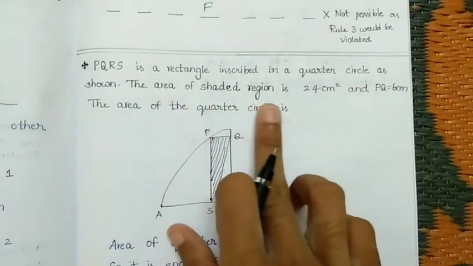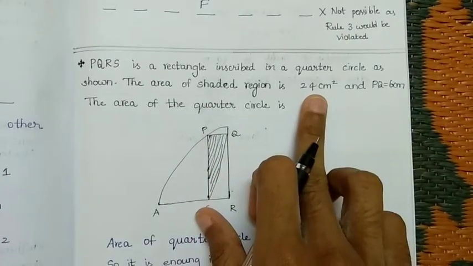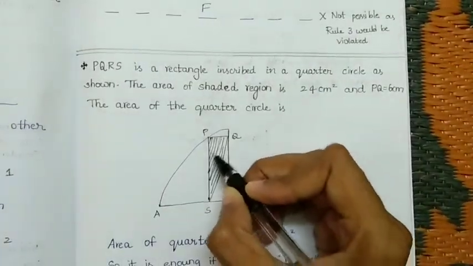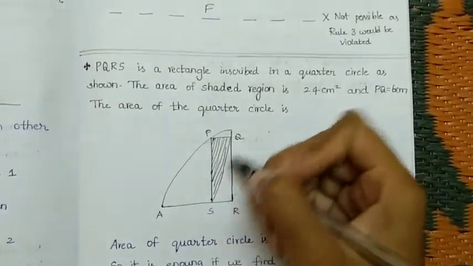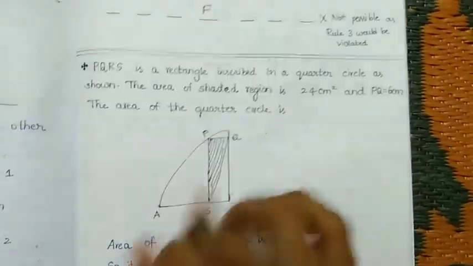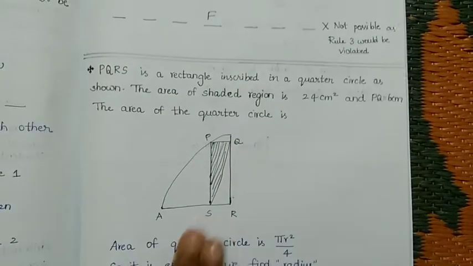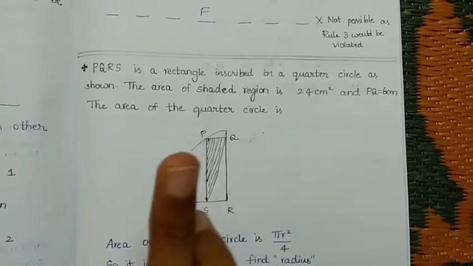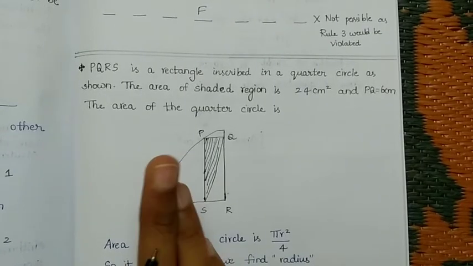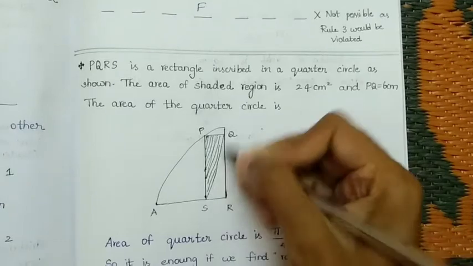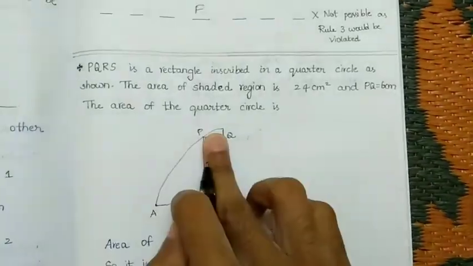The area of the shaded region is 24 centimeter square. Here they have given it in this figure. This is the shaded region, not this entire rectangle, but only this. That is nothing but half of this rectangle, because a diagonal divides the rectangle into two equal halves. So this is nothing but the diagonal of this rectangle, and this is the shaded region.